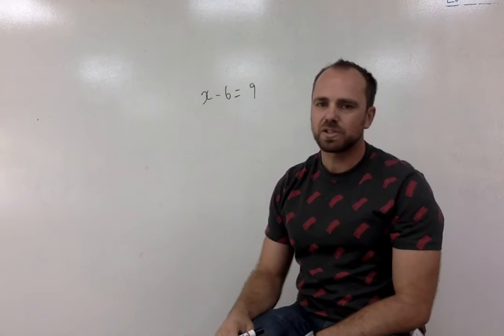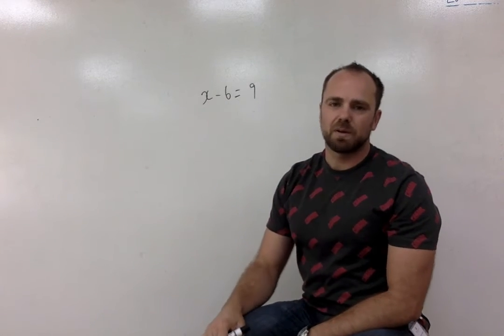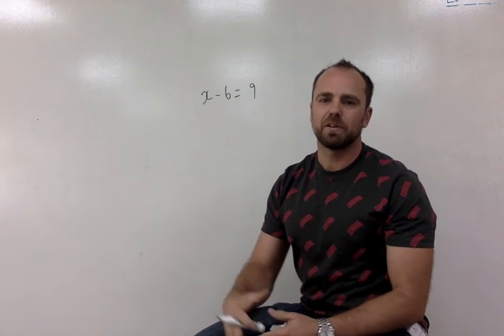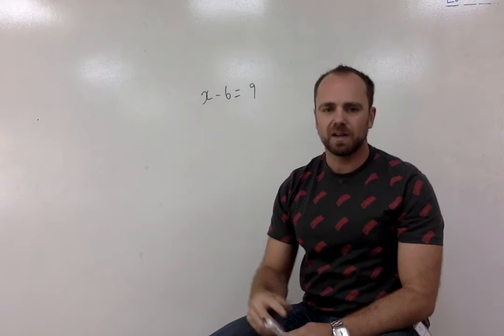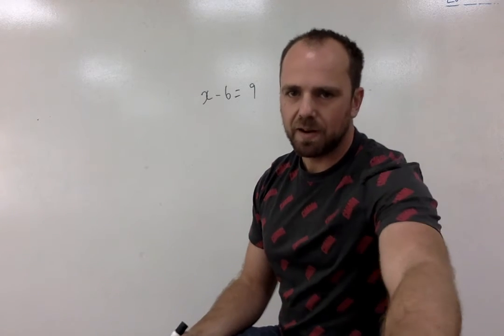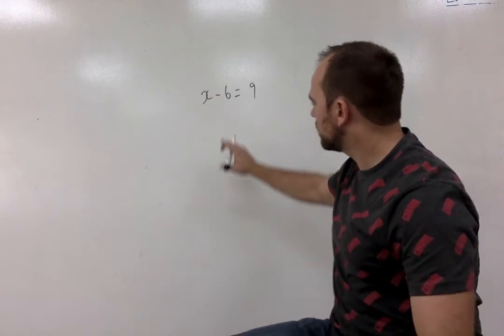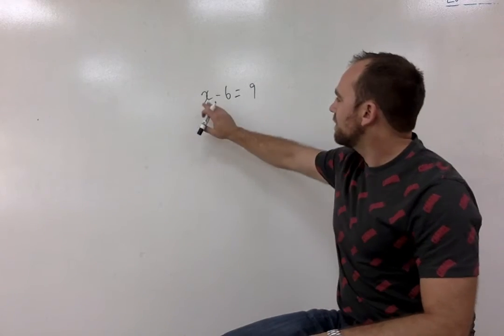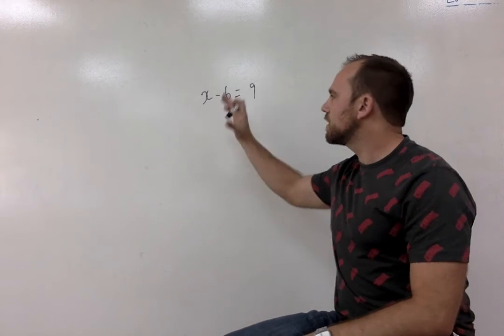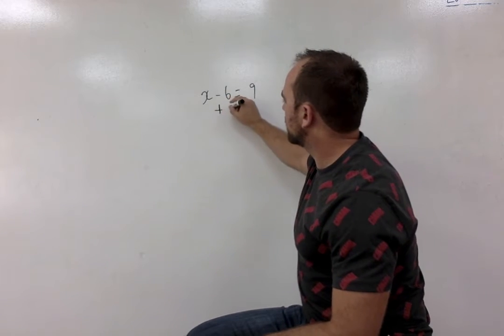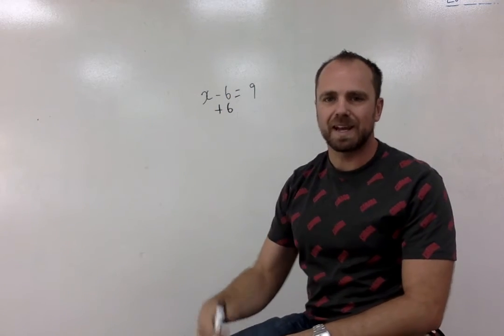In this situation, I need to do the opposite operation. I'm trying to get my variable, my letter, by itself every single time. So that's my goal in every single one of these questions, because I want to get it by itself. So I have x minus 6. I don't want x minus 6. I just want x. So what's the opposite thing that I have to do? I'm going to create those 0 pairs. I'm going to add 6.